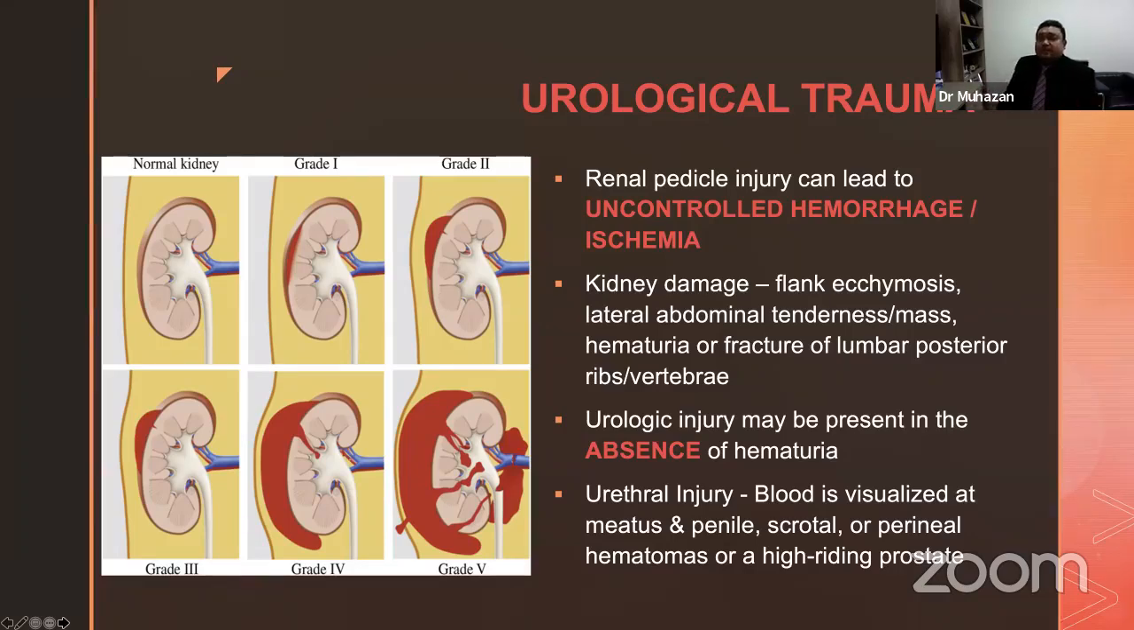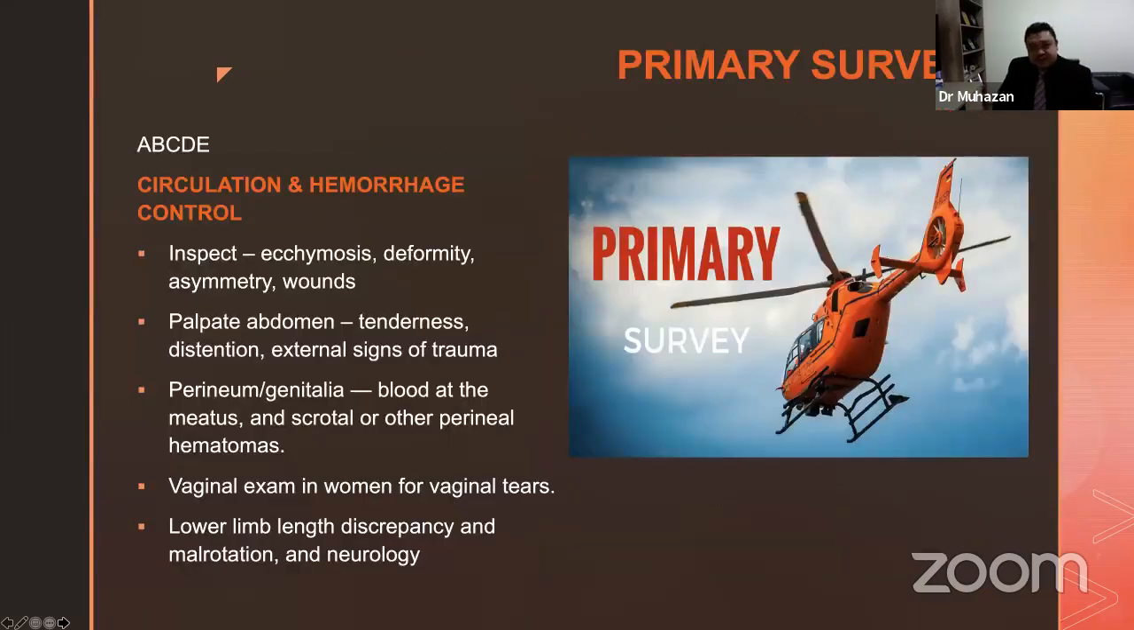Now we proceed with your primary survey, your initial assessment. All right, so I'm not going to focus on A, B, C, D to E. But now we're going to highlight circulation and hemorrhage control. When the primary survey is done, of course, you start from the beginning.